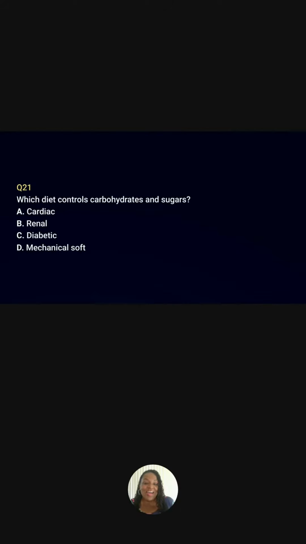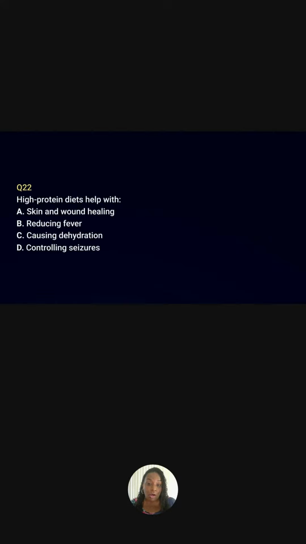All right. So, question 21. Yes, the answer is C. Diabetic diets, like it'll be a 1,800 calorie ADA diet. So, diabetic diets actually limit the amount of carbohydrates or sugars. So, diabetic diets target blood sugar control by limiting carbs.